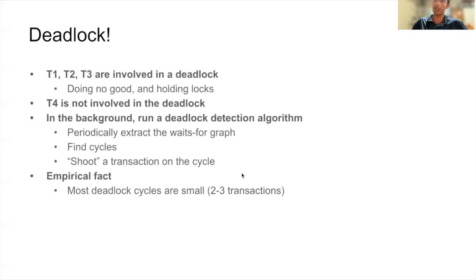So in the background, what we do is we're going to run a deadlock detection algorithm, going to build and periodically extract the waits-for graph. We're going to find the cycles in that graph and then shoot a transaction on the cycle. Empirically, most deadlock cycles are small, so this isn't nearly as tough to build as one might think.